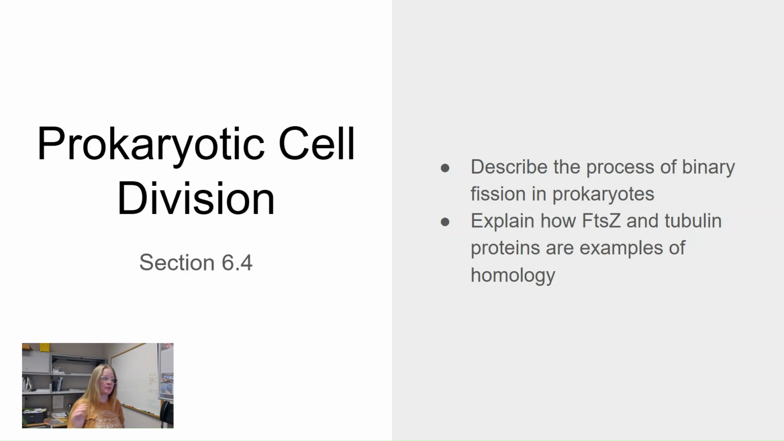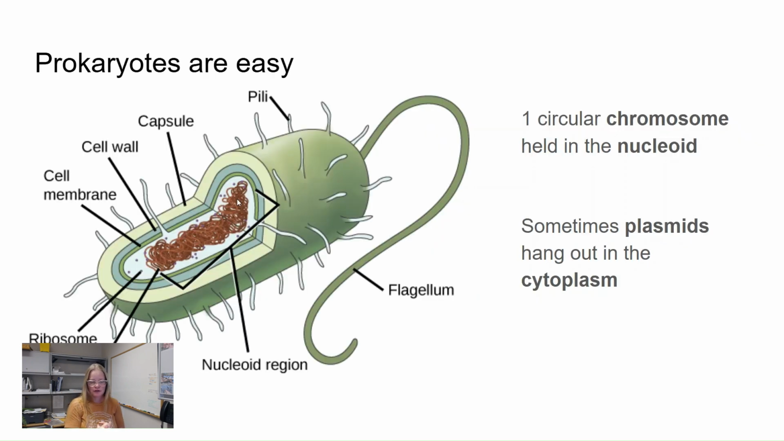I like to start with prokaryotic cell division because they're really simple and really easy, and that will get us primed and prepped to talk about eukaryotes, which of course are less easy to talk about. So what we're going to talk about here is the process of binary fission that occurs in prokaryotes, and we're going to talk about how these special proteins allow this separation of these cells and how we see them in both prokaryotes and eukaryotes.